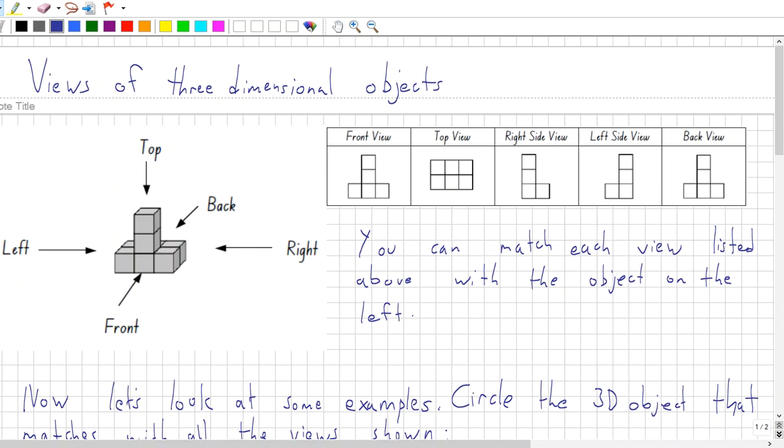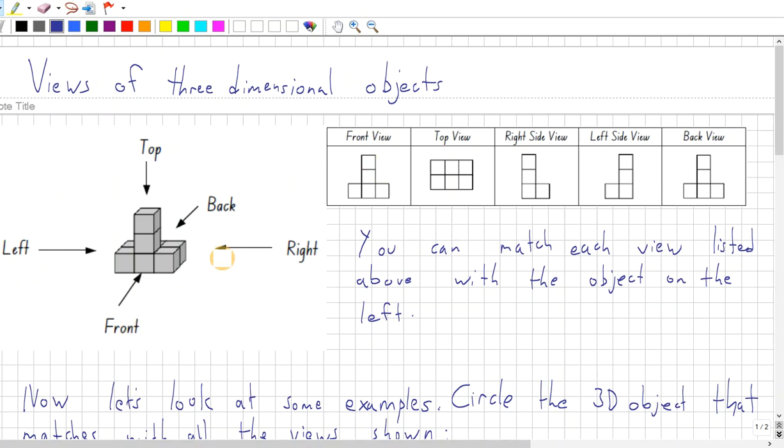For this video, we're going to look at the views of three-dimensional objects and how they can change depending on whether you're looking from the top, angle, the back, the right, front, or left. You kind of have to use your imagination a little bit for this activity. So here I have shown a three-dimensional object drawn, and I have the different views that we would see if we were looking at it from this perspective, right?